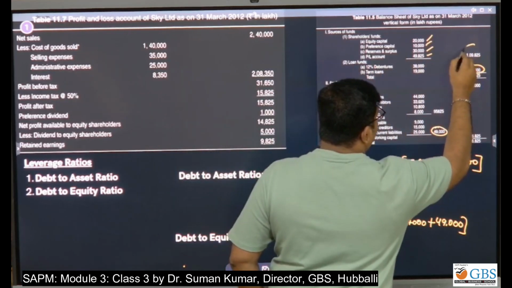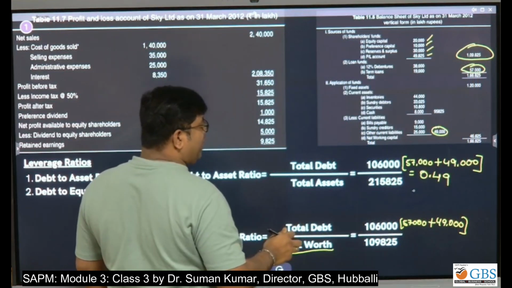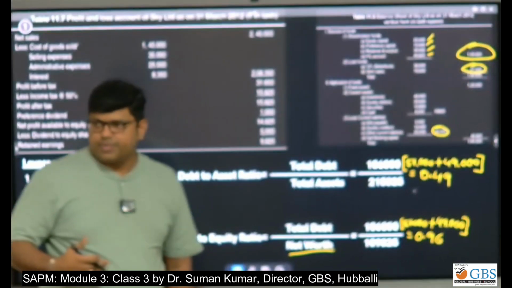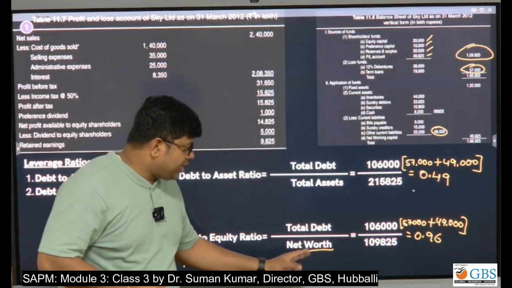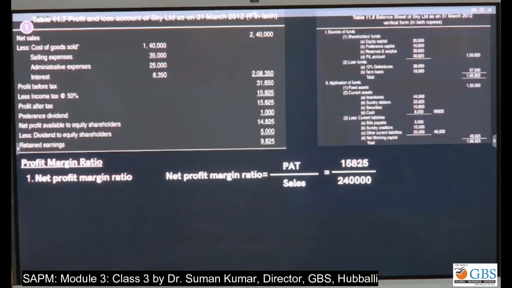Correct? So the overall is 1,09,825. It should be ideal. What is ideal? Less than 1. That means net worth should be more than debt, right? Share capital should be higher.